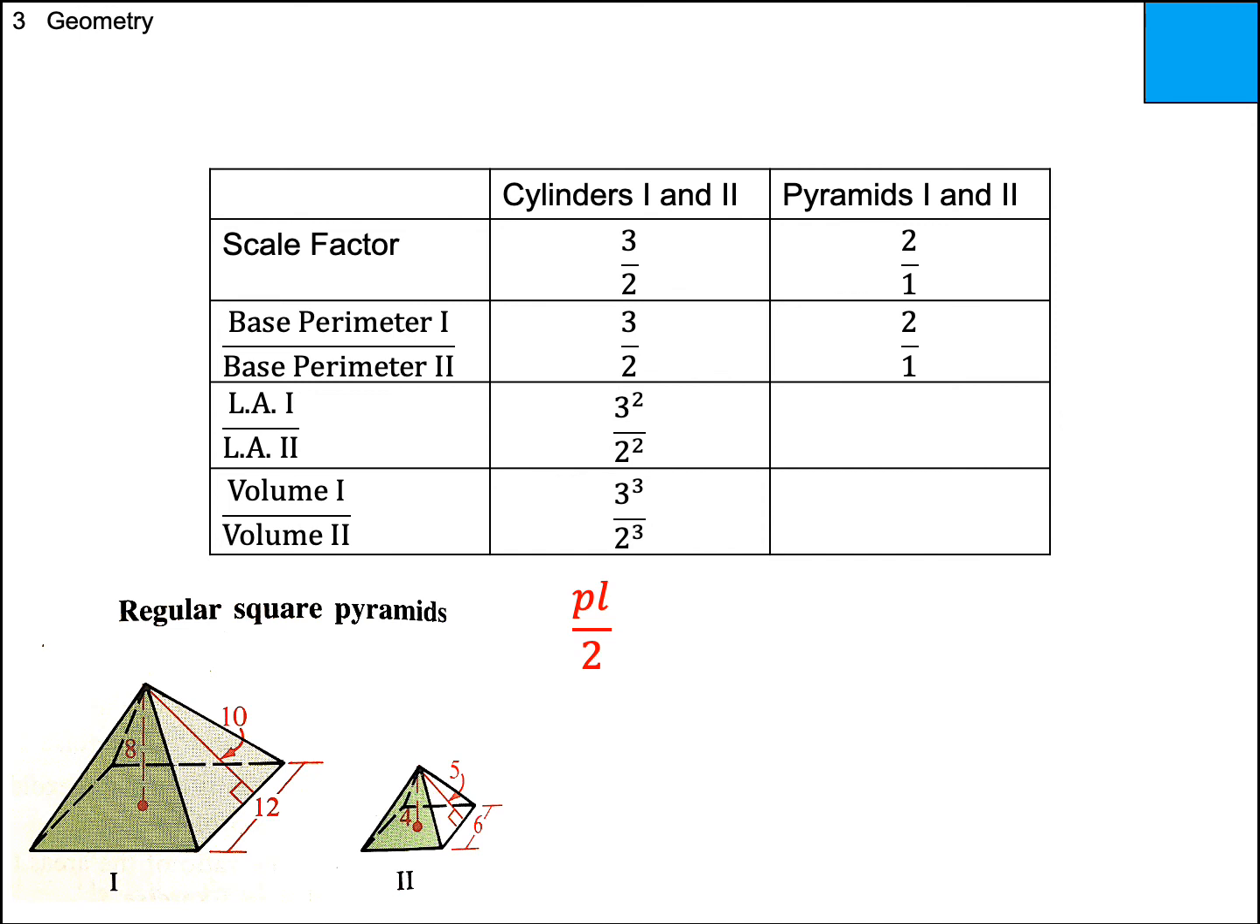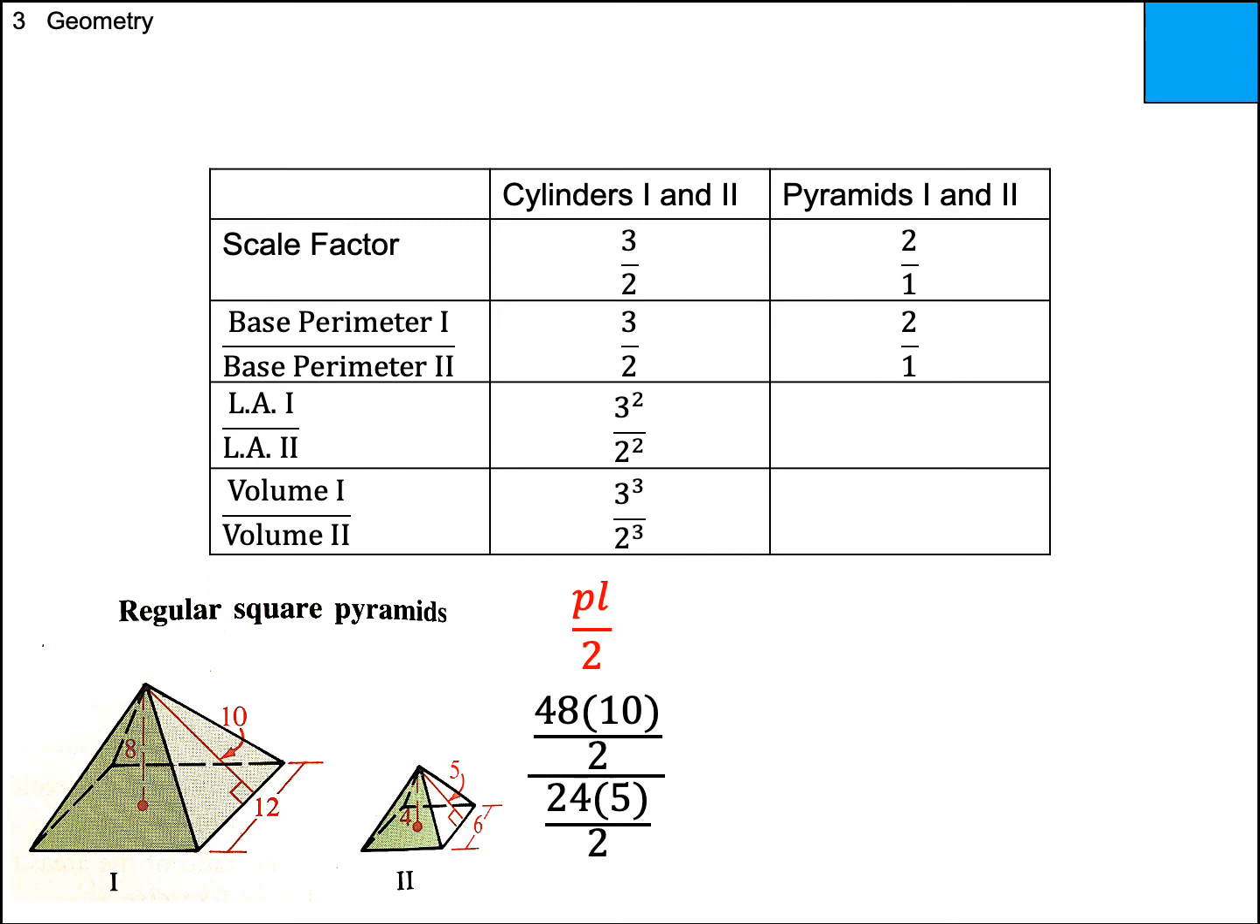The perimeter of the small one is, what, 24? Times the slant height is 5, all over 2. That's an ugly fraction, but don't panic. All right, I'll do the numerator first. Let's see, 10 divided by 2 is 5. 5 times 48 is 240.